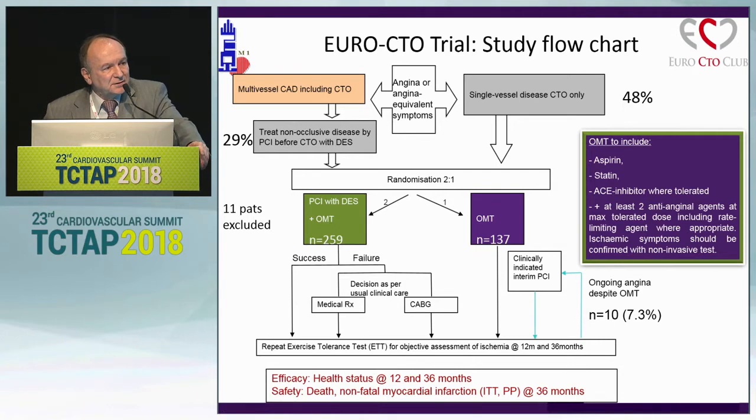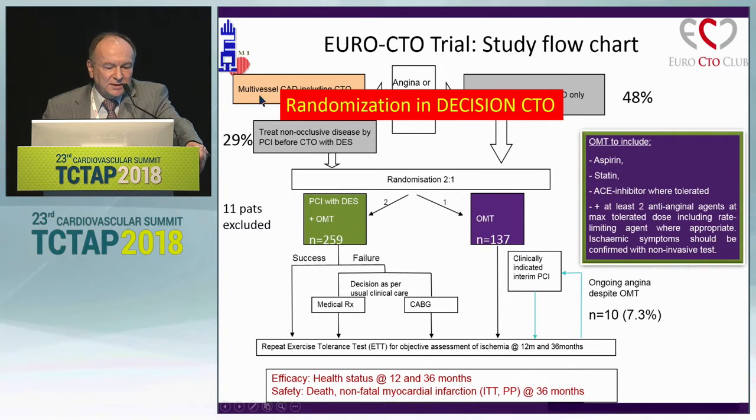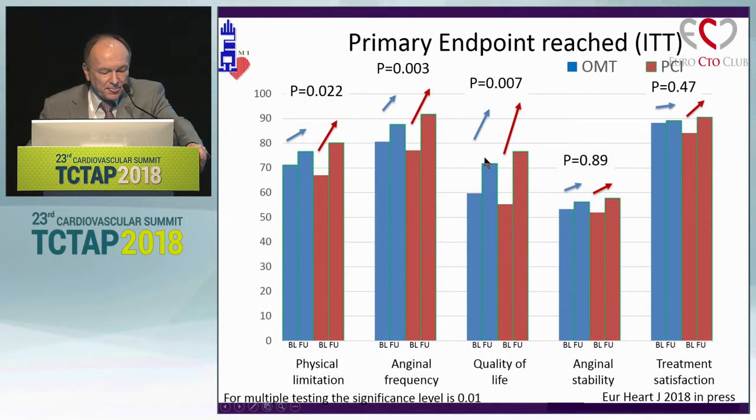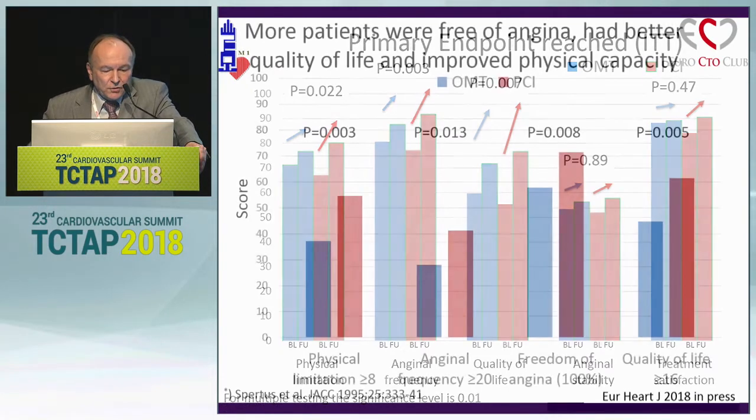I don't discuss the decision CTO, I'm sure S.J. Park will talk about it, but the main difference is that randomization in decision CTO was 1 step earlier than in our study. We treated non-occlusive lesions before randomization and not after randomization. The main results are here shown: physical limitation improved, but the main effect was angina frequency, reaching the statistical endpoint of 0.01 or going even below, and the quality of life. So at a power of 81%, the endpoints that were primary efficacy in this study were reached.